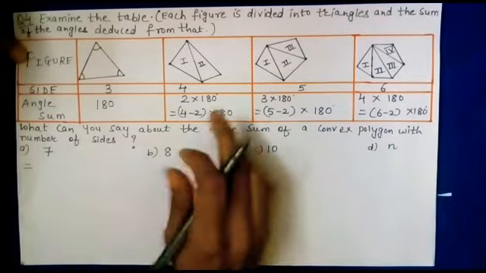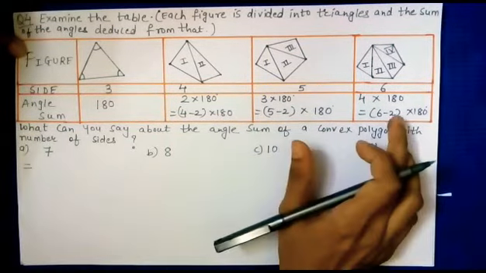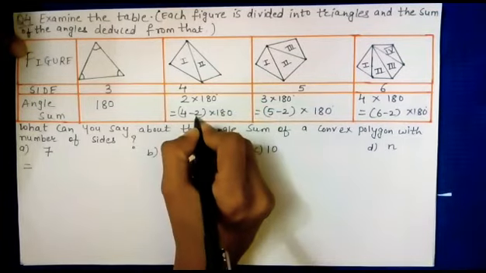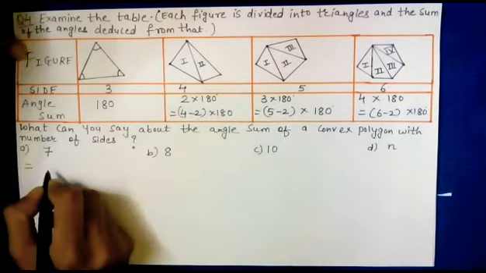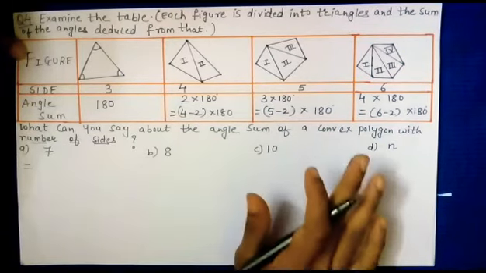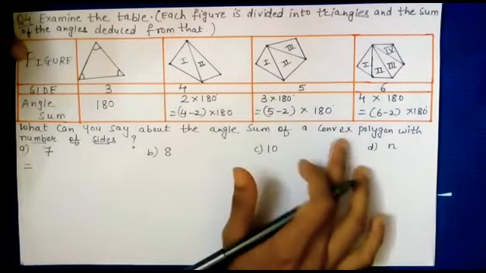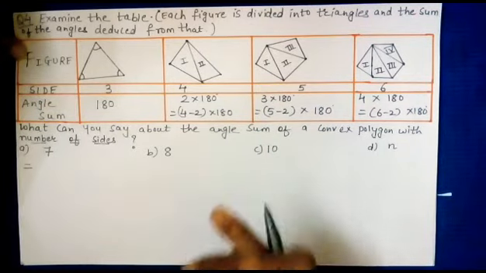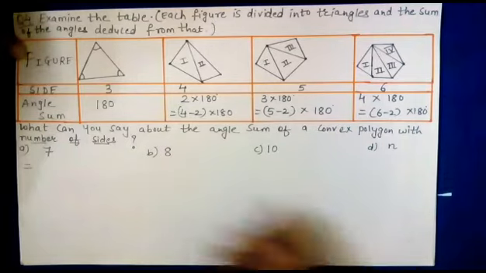Now, according to this formula that is deduced from the figure, (number of sides minus 2) into 180. So that same we will apply. This 7 is the number of sides. The number of sides is given to us, so the convex polygon is having 7 sides. So how will you find the angle sum of that polygon? The polygon having 7 sides.